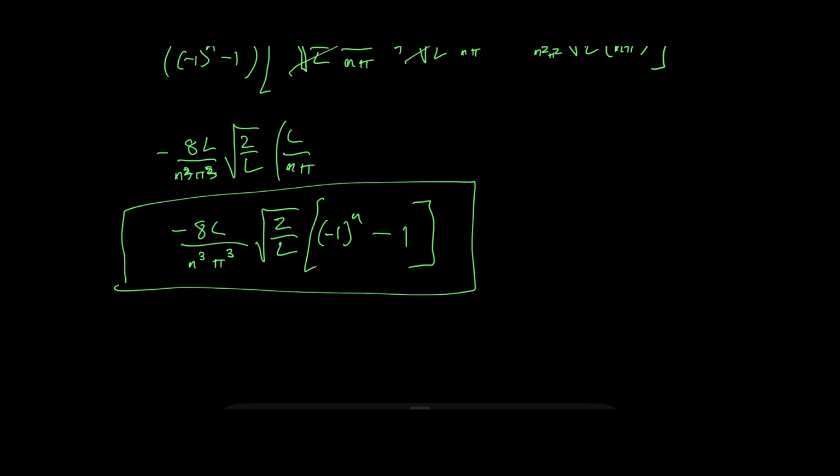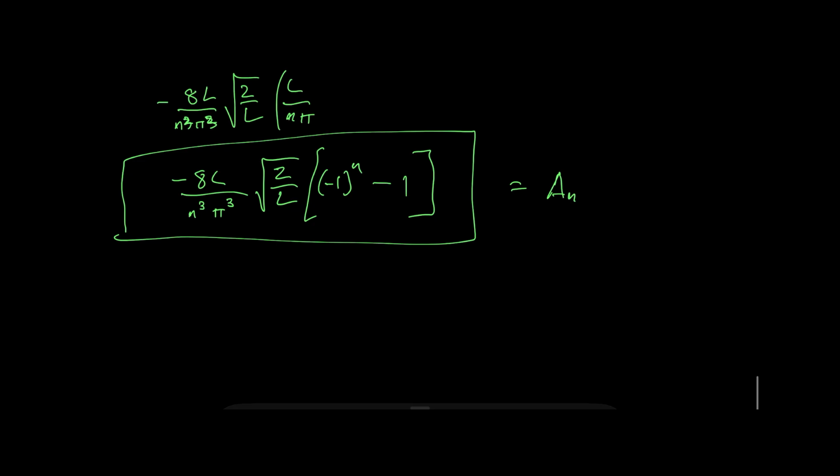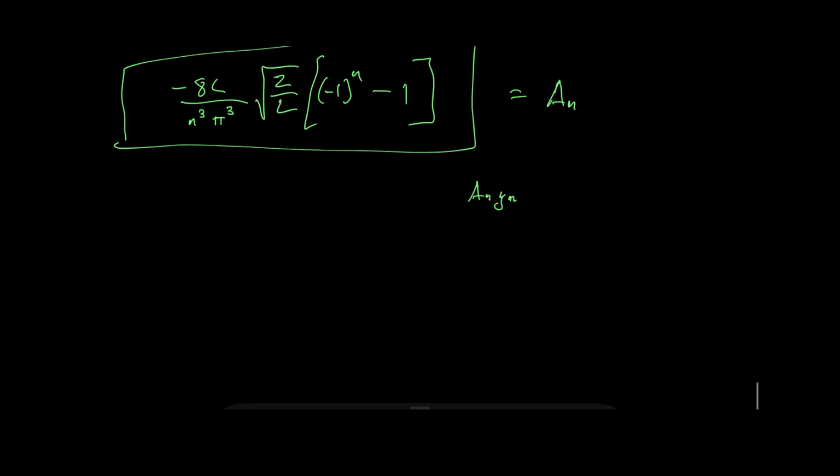Whew. What is that again? This is our a sub n, right? Okay, so that is the whole kit and caboodle there. Now we just need to multiply that by our original y sub n, because we want a sub n y sub n. And what is that? Our y sub n, remember, is square root of 2 over L sine n pi x over L.